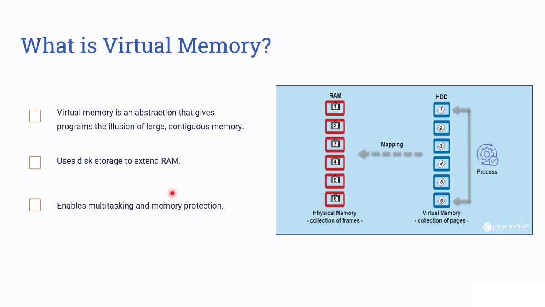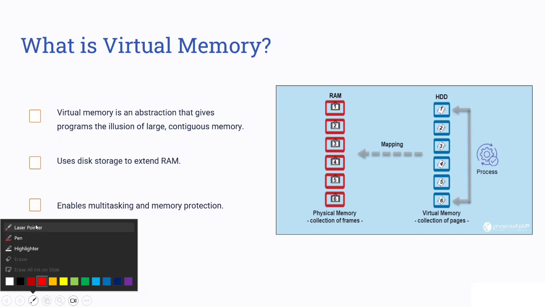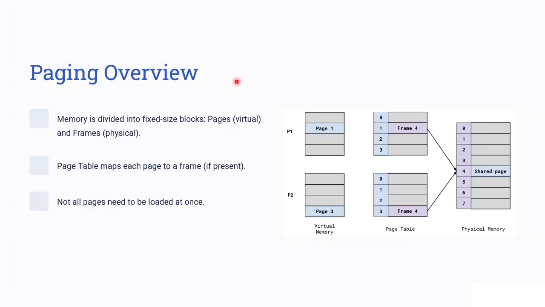Now we have heard a new term, paging. So what is paging now? You have understood what is virtual memory, but what is paging? In paging, the program is divided into fixed size blocks called pages and the RAM is divided into blocks of the same size called frames. Virtual memory is divided into pages and physical memory is divided into frames. This is paging. Very simple.